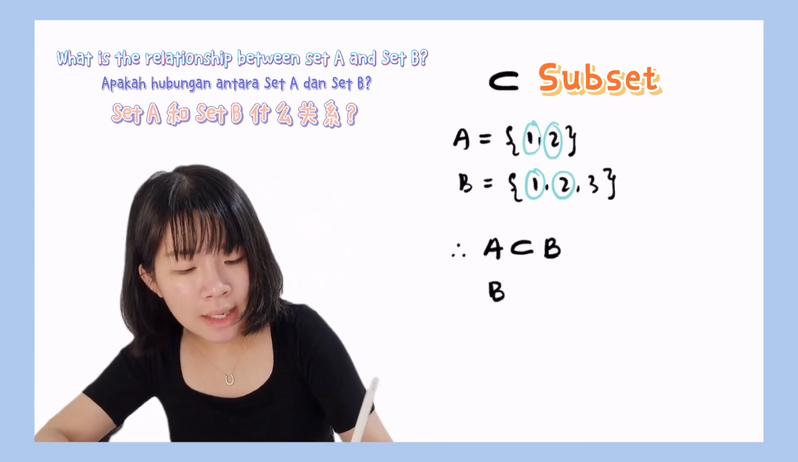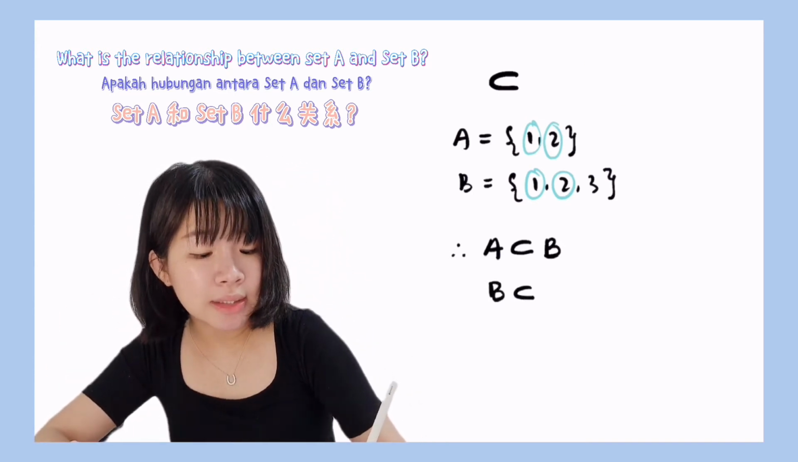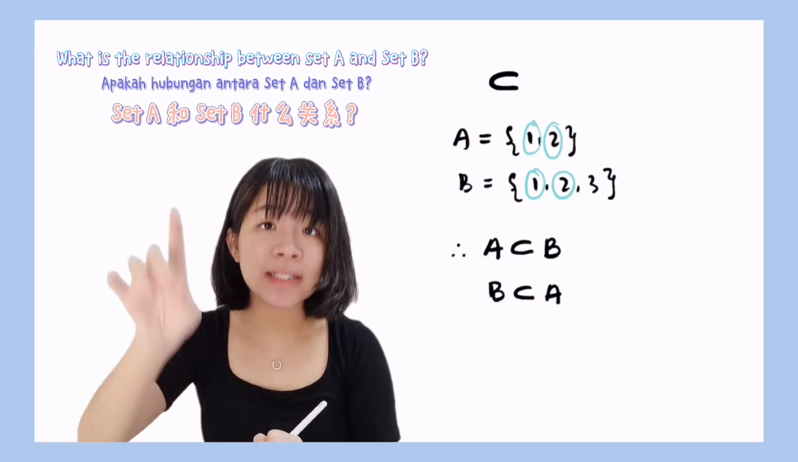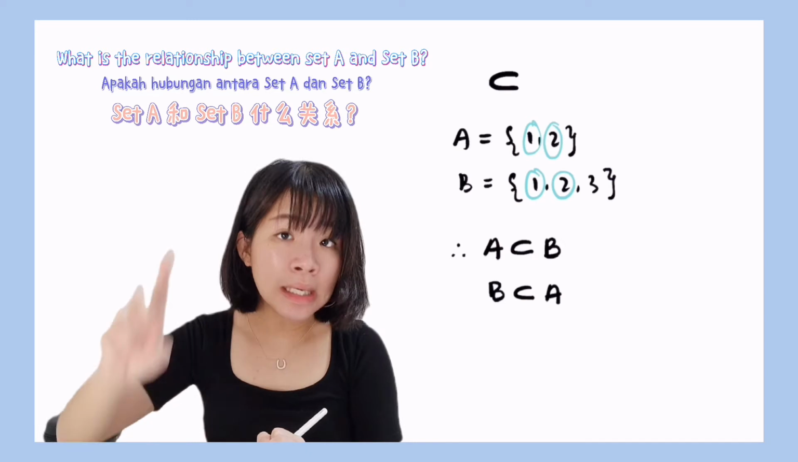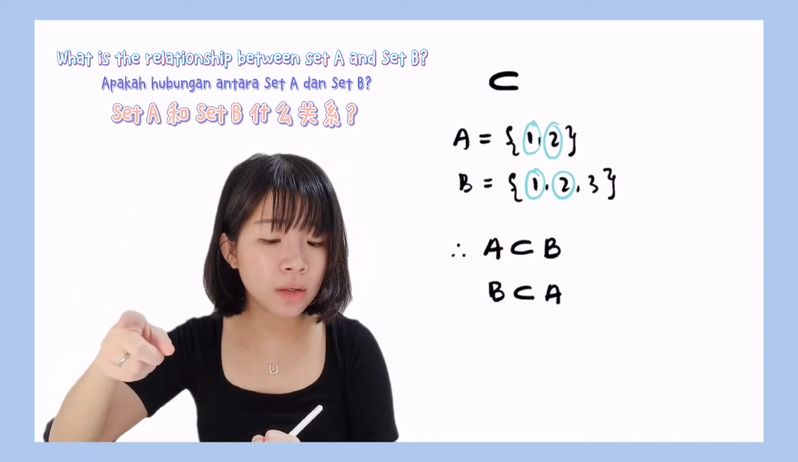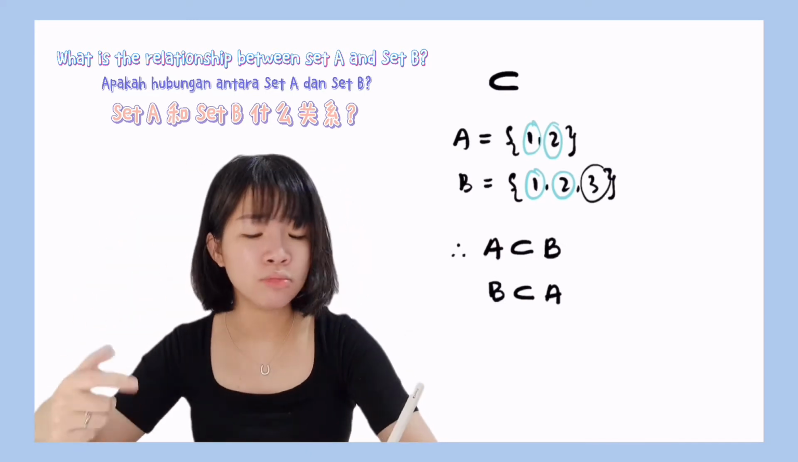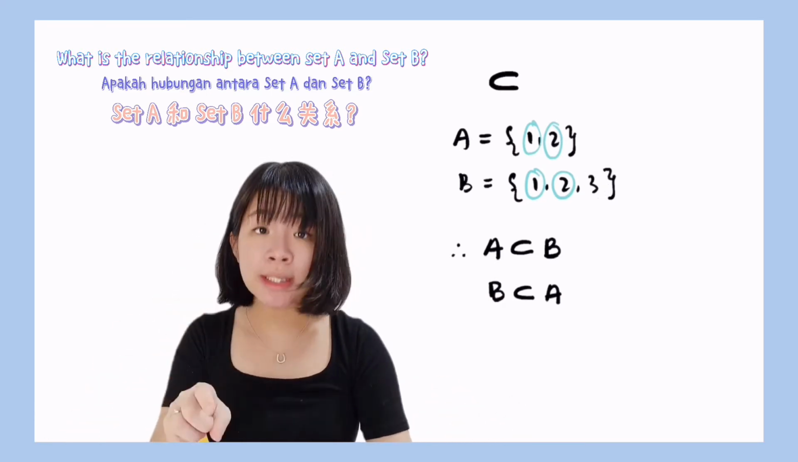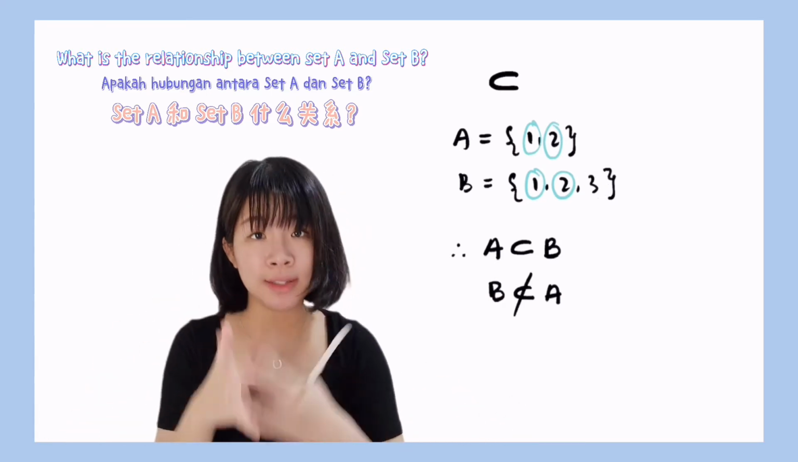Can we write B is a subset of A? If you write like this, it means everything in set B can be found in A. Is it correct? Set B has 3. 3 cannot be found in set A. So if you write like this, it is wrong. So we say that B is not a subset of A.